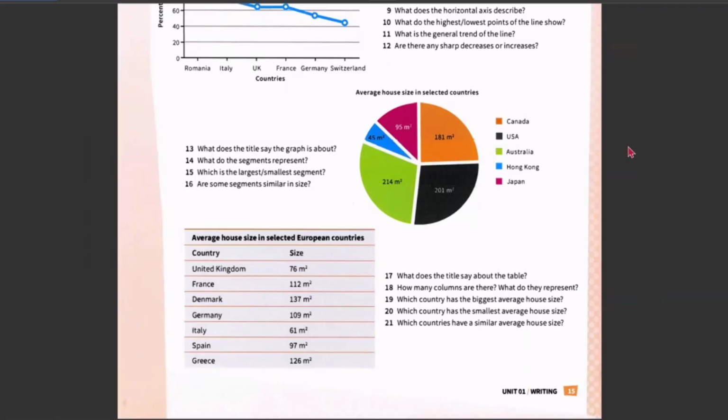This is a table. Here we have questions. For number 17, the question is, what does the title say about the table? The table is about average house size in some European countries. Very good. Instead of using selected, we can use in some European countries. Very good. Number 18. How many columns are there and what do they represent?